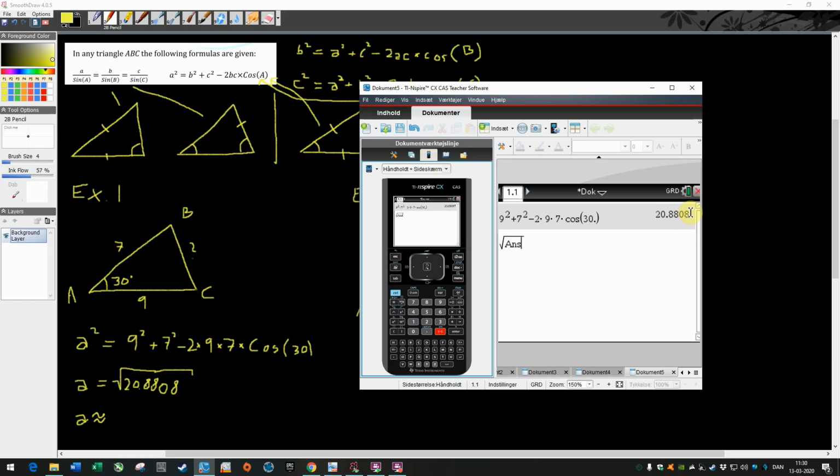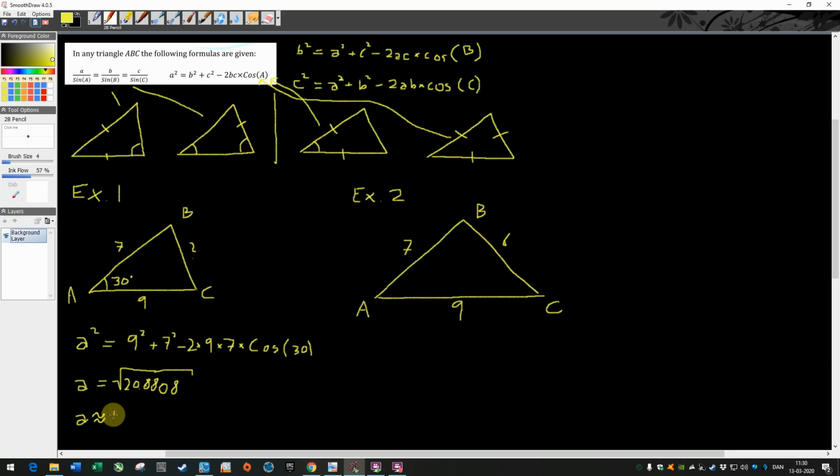Since it contains more decimals than there are shown here, it will include those when you write it like this. You can see it here as well. So there are more decimals. So this is the way to do it. So the answer here is 4.57. So the distance over here, or the length of the side A, is 4.57. Okay.